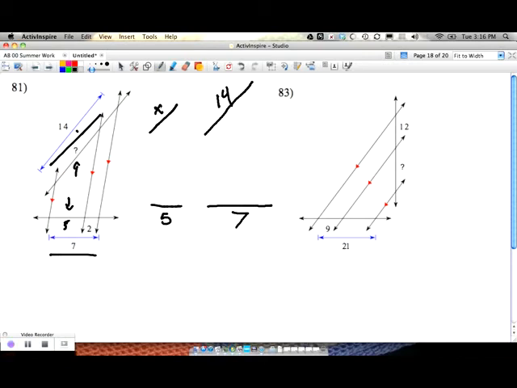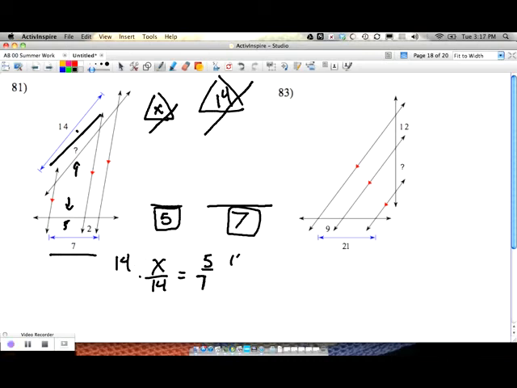All right, let's start matching up the pieces. I'm going to have x and 14 are corresponding. And then similarly, 5 and 7 are corresponding. So I'm going to have x over 14 equals 5 over 7.